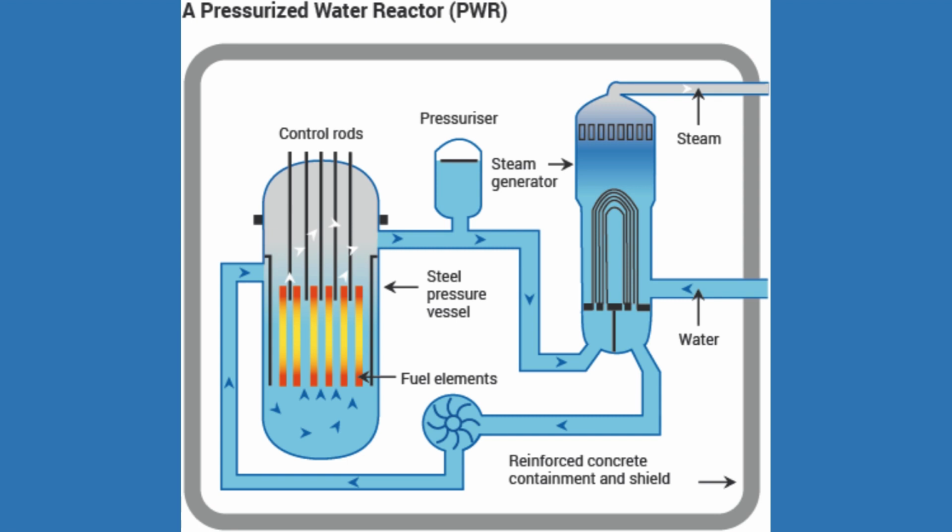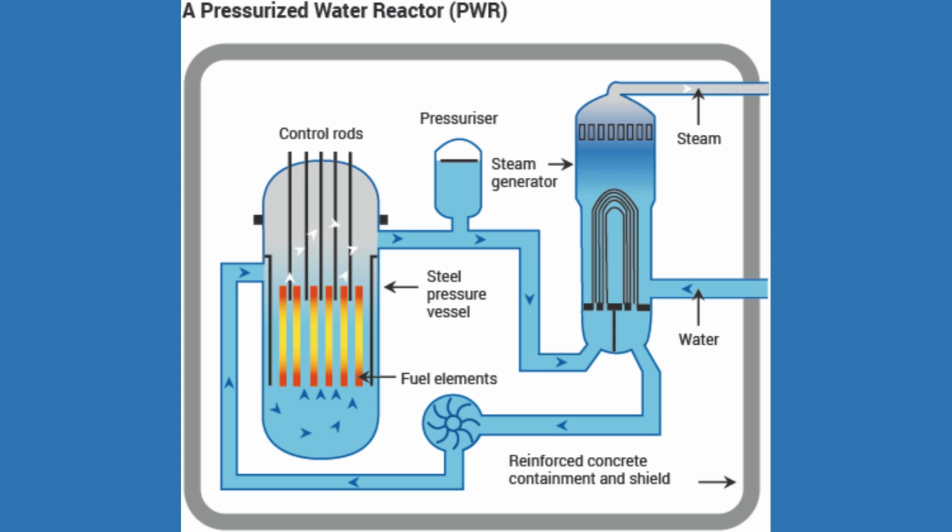Heat exchanger. The heat exchanger transfers heat from the primary coolant loop to the secondary coolant loop. The secondary coolant loop is typically at a lower pressure than the primary coolant loop. Secondary coolant loop. The secondary coolant loop circulates steam through the turbines. The steam drives the turbines, which generate electricity.